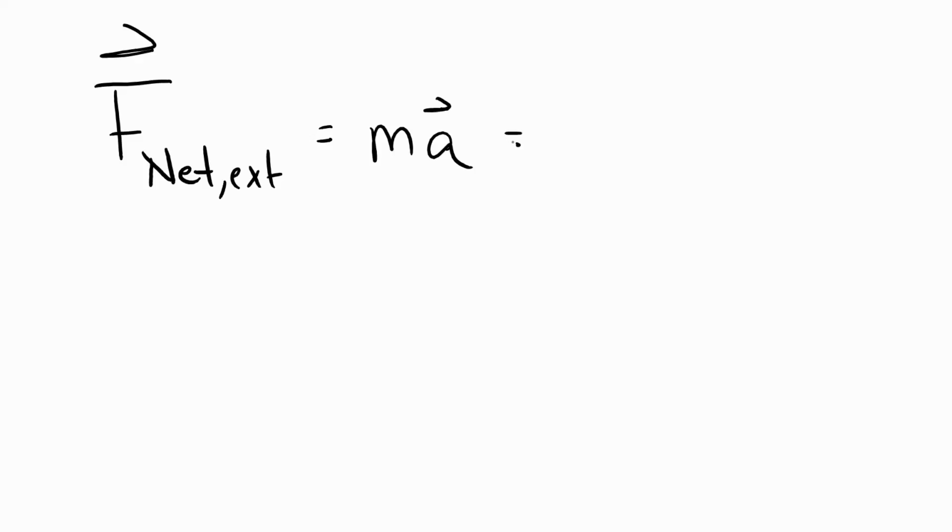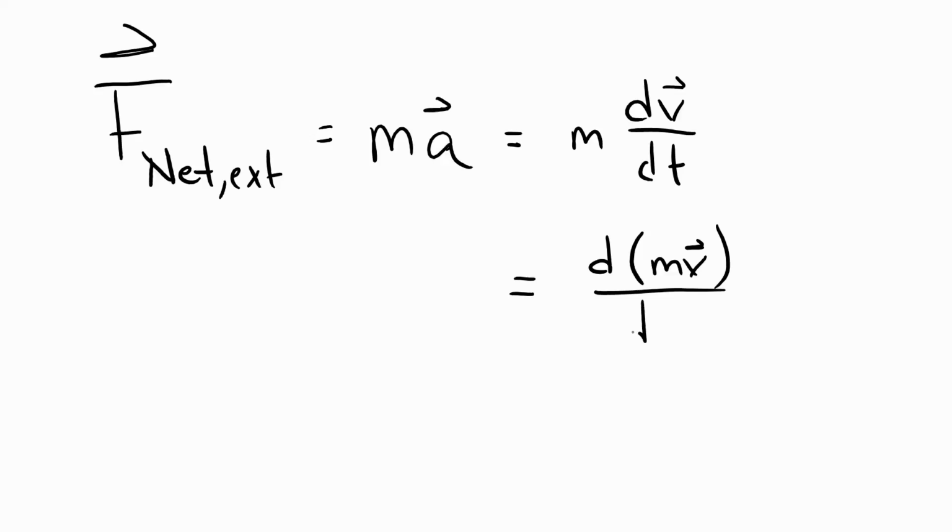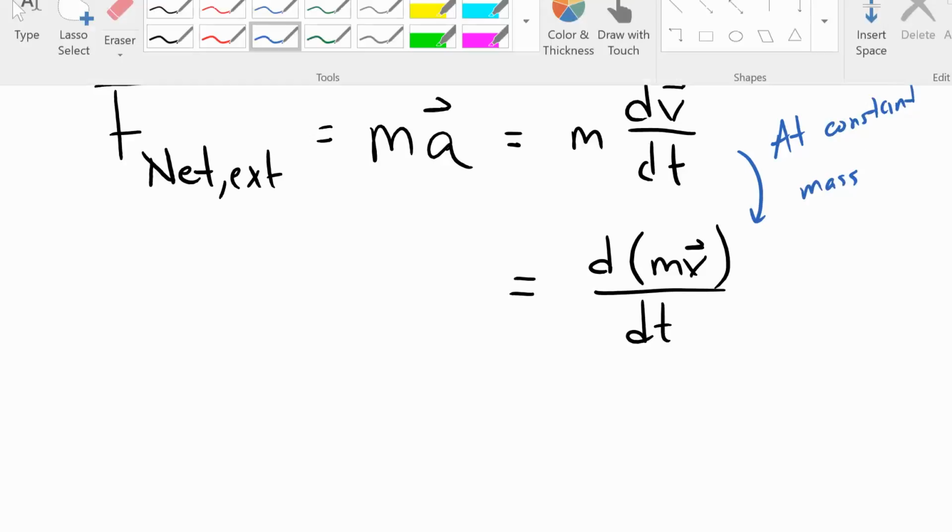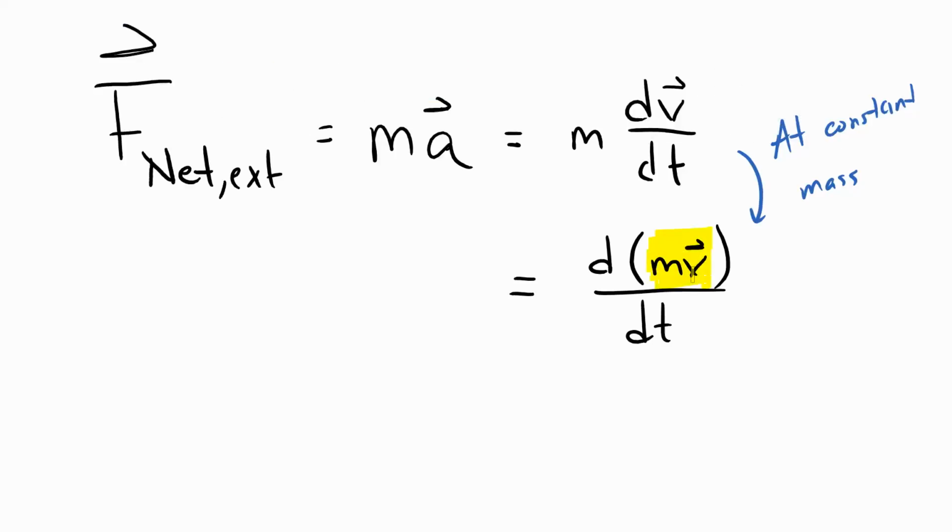But what we can do is look at this slightly differently and expand our definition. So a is dv dt. Imagine for a second that we're going at constant mass. If we're going at constant mass, then this m can pop right back into the derivative. If we do this, what we're going to see is this new combination that's going to be useful for us. This quantity mv. And this is really what we're interested in changing.